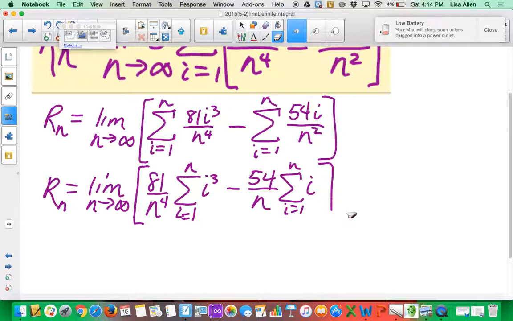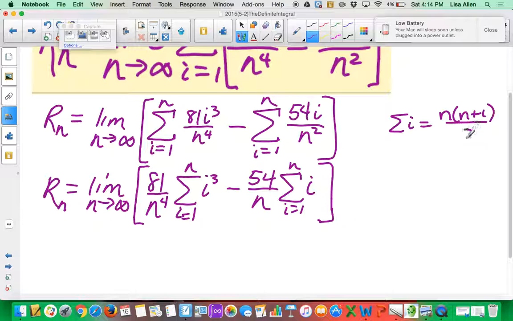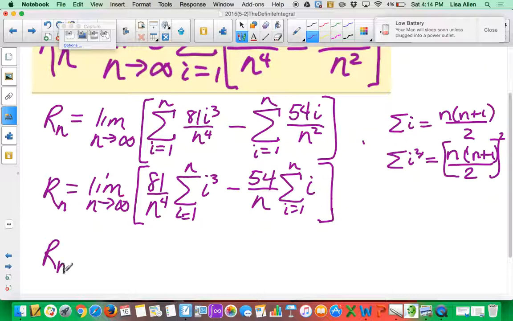So now with your summations all dealt with, you know that the summation of i is equal to n times n plus 1 over 2, and the summation of i cubed is equal to n times n plus 1 over 2, squared. Oh, I'm sorry, i cubed. So we now have r sub n is equal to the limit as n approaches infinity.